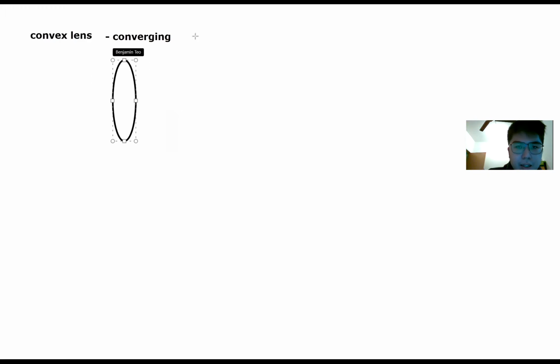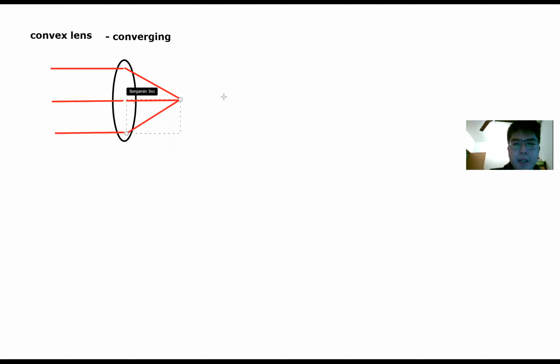The first lens is the convex lens. Convex lens, 我们也叫它 converging lens, 因为它 produces a converging effect. What do I mean by this? If you take a convex lens, and parallel light rays come in, they are going to be focused on the focal point. This is why we call it converging. This is the converging effect, because they all come to one point, the focus point.